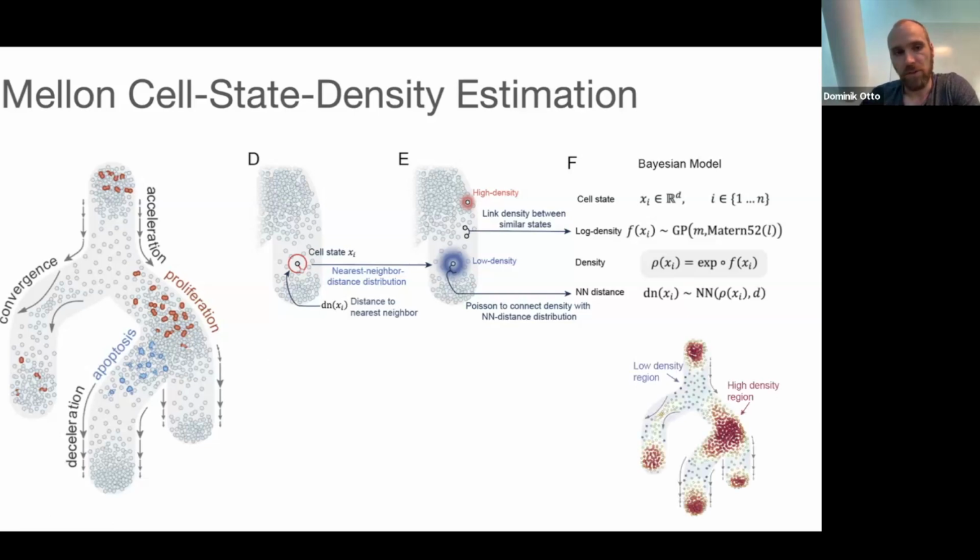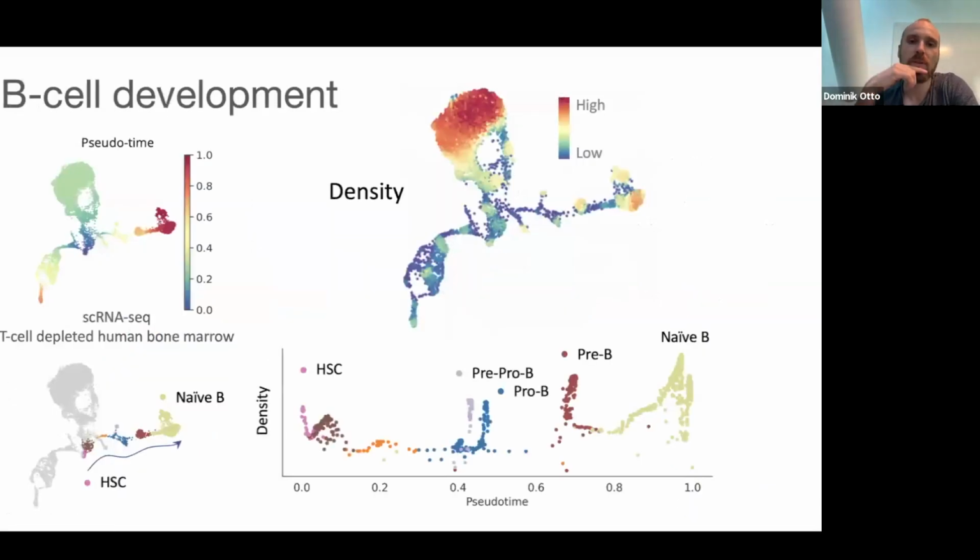So this is how this would look for this toy example that I drew here, where we have those high and low density areas. And this is how it looks on the real data set I showed you before. It's a slightly different UMAP, but it's essentially the same data. We have the stem cell state, and we have this progression into naive B cells. And this is what comes out of Mellon.